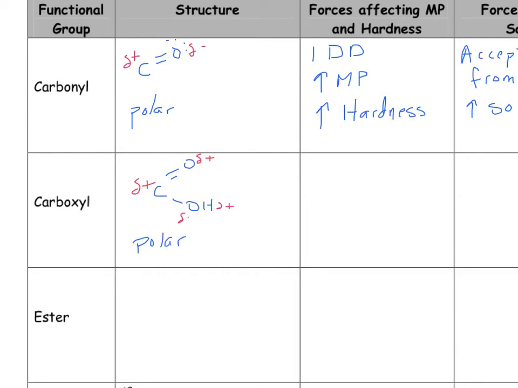Now, if you have a look, we have two different intermolecular forces we can make. On the CO bond, because there's no H directly attached, we can make dipole-dipole forces just like a carbonyl. But because we have an H directly attached on this hydroxyl, we can also make a hydrogen bond. This drastically increases the melting point of the compound and the hardness.